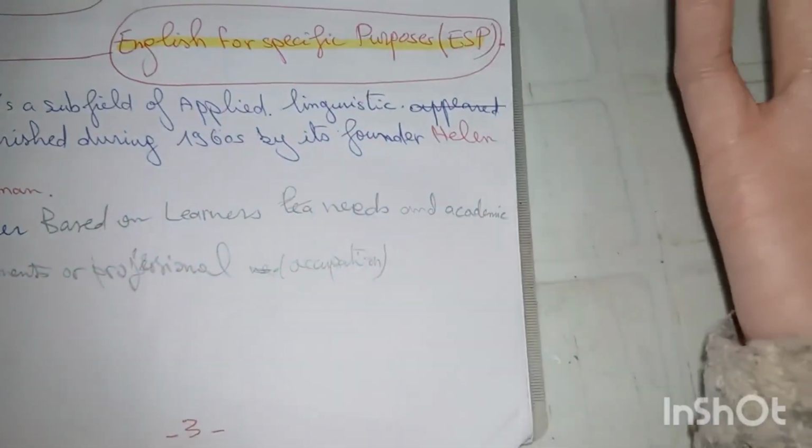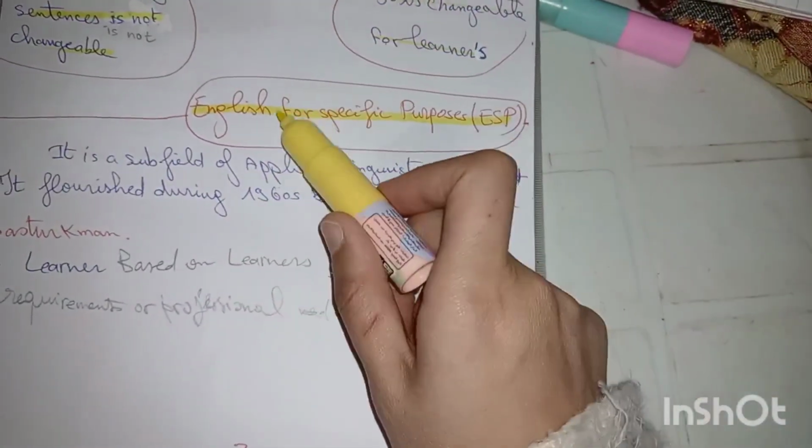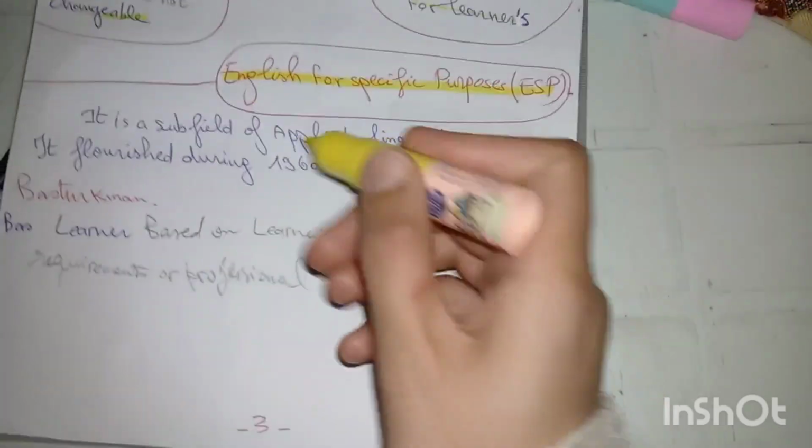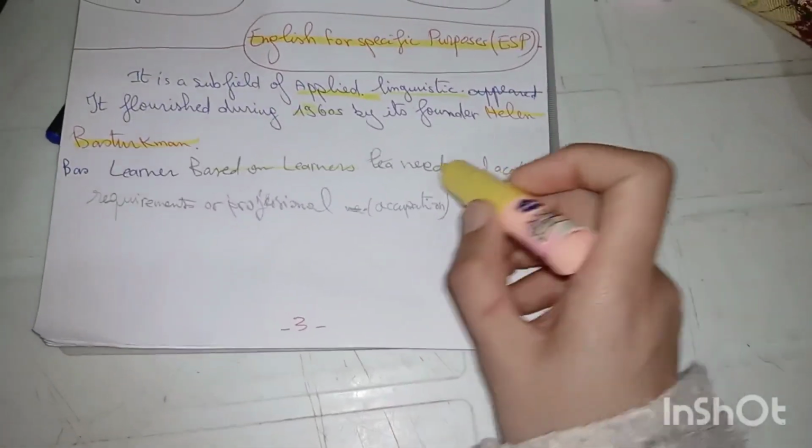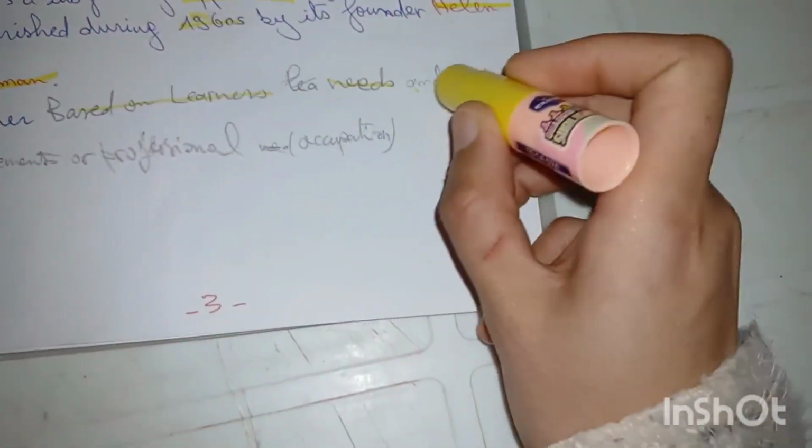Now we move to what is ESP. ESP is an abbreviation for English for Specific Purposes, and it is a subfield of applied linguistics. It flourished during the 1960s by its founder, Helen Basturkmen, and it is based on learners' needs and academic or professional requirements, according to the group of learners that you are teaching.